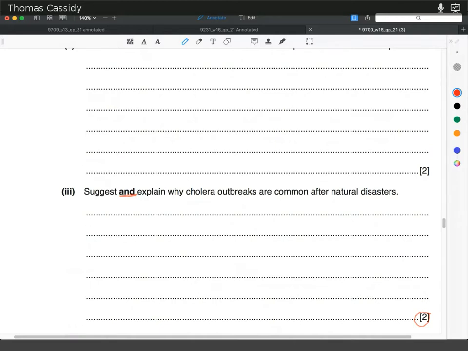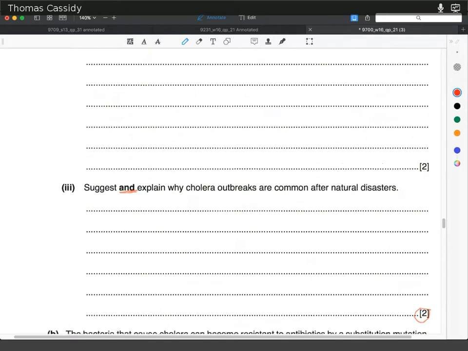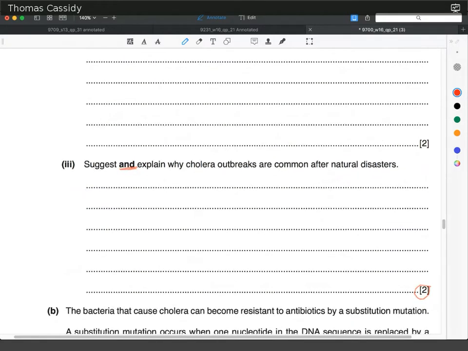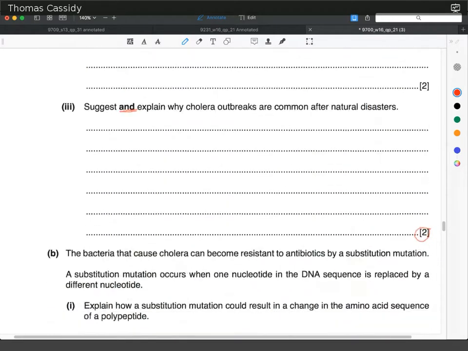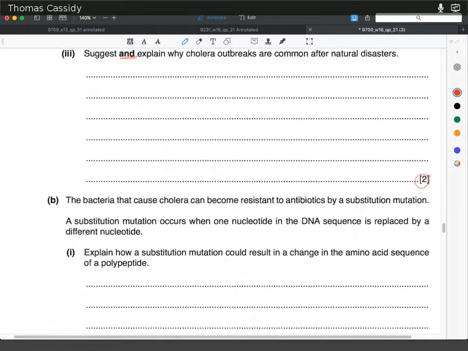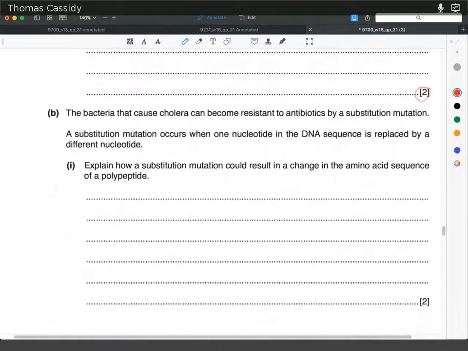You can talk about any number of things. We could be here all day naming them all, but you only need to name 1 or 2 to get your max marks. Or if you give 1 and explain it well, then you're fine. So that's that, really. And then we talk about bacteria in a bit more detail in part B.